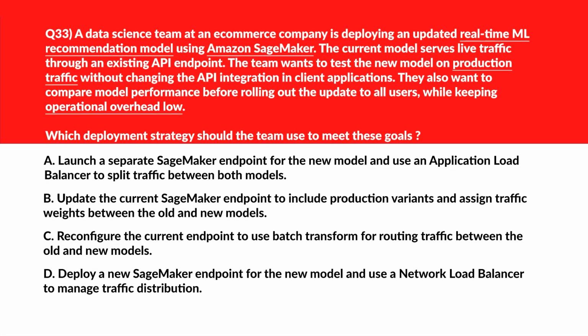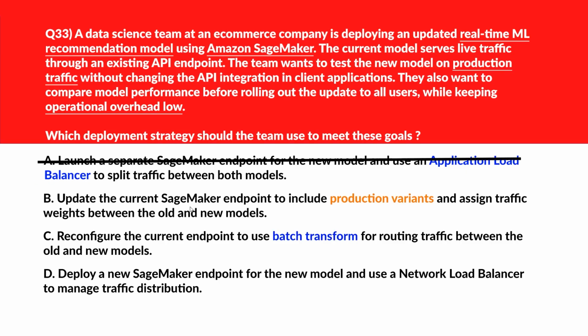Alright. Now let's look at this question. Option A says launch a separate SageMaker endpoint for the new model and use an application load balancer to split traffic between both models. Application load balancer requires external setup and adds infrastructure complexity. As per the question, we need to keep operational overhead low, right? So this is against the goal of the question. We'll reject option A. Let's move to option B.